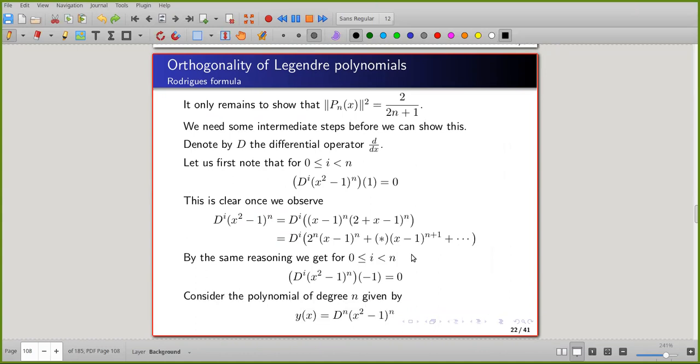So now let's look at the polynomial of degree n given by d^n (x^2 - 1)^n. So it's obvious that this has degree n. Once again, maybe I should have put an extra bracket over here, because this polynomial has degree 2n. And we are applying this differential operator of nth order, d/dx to the power n, so that the degree will drop by n, and we will remain with a polynomial of degree n. So we are looking at this polynomial. Let me erase this just for clarity so that you can see clearly.